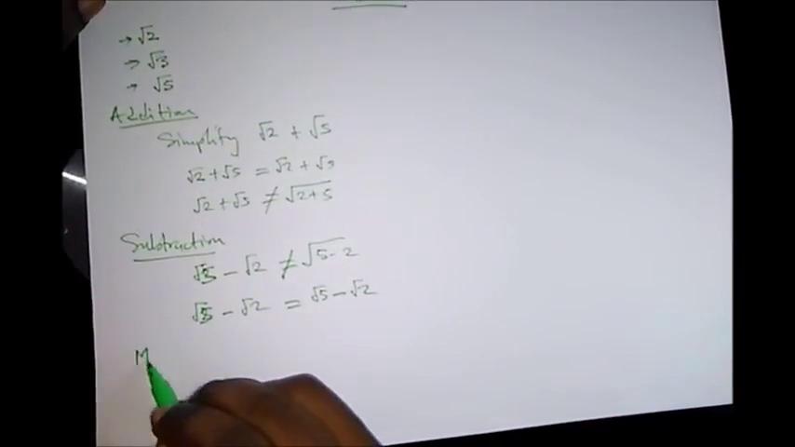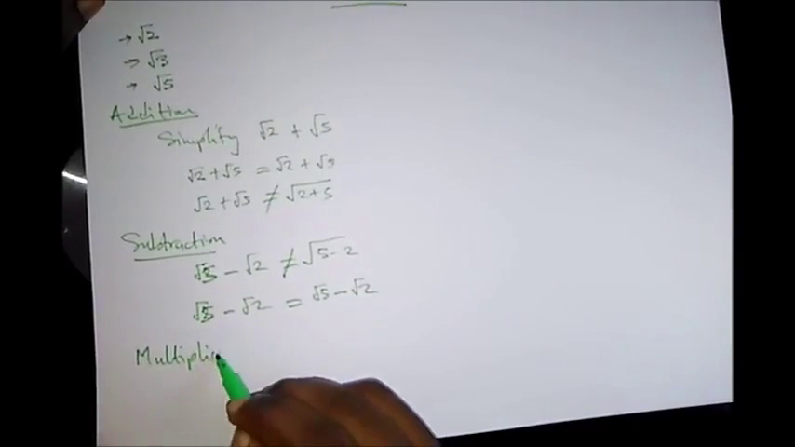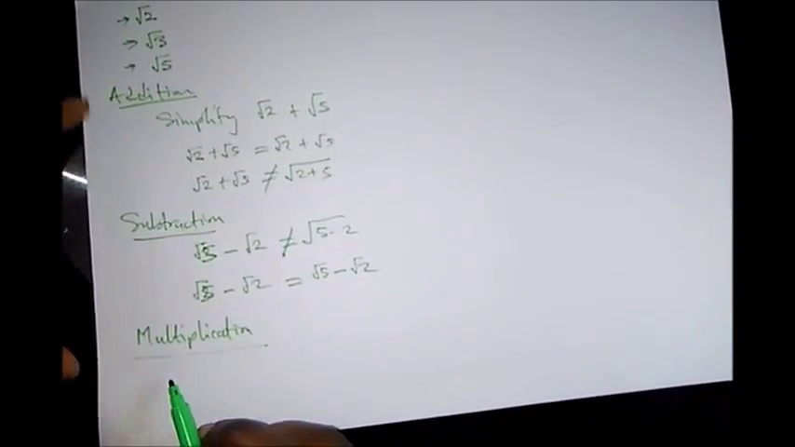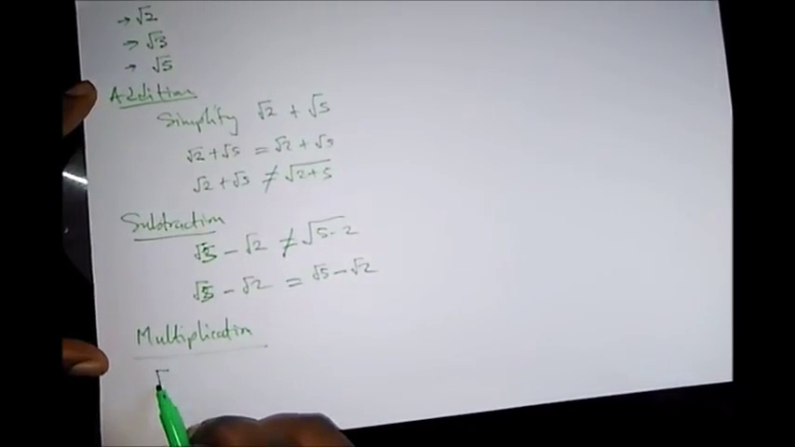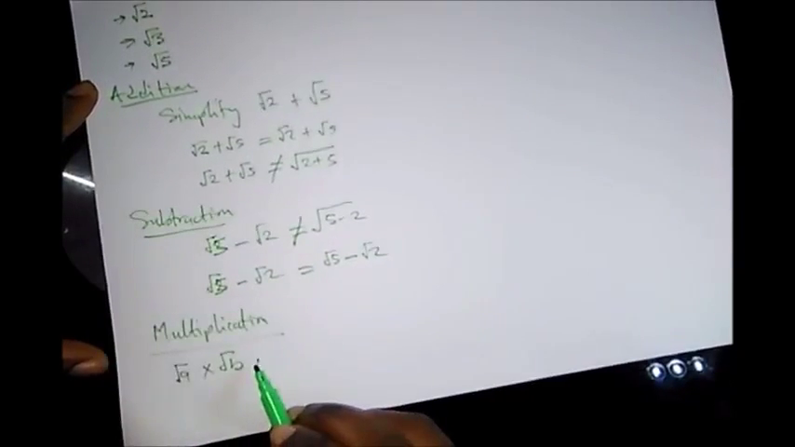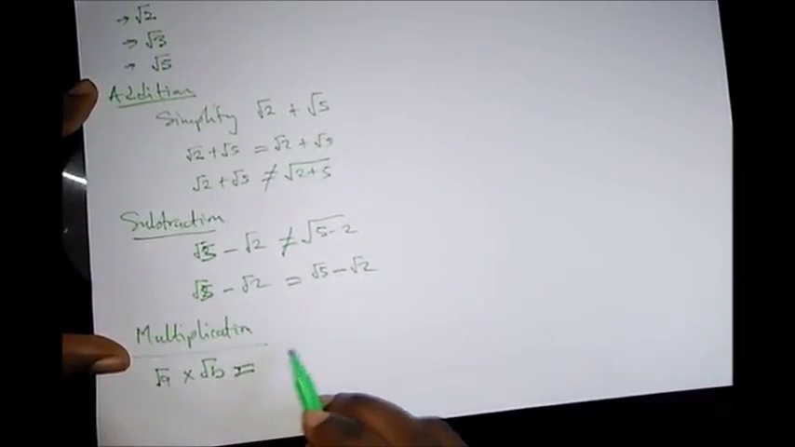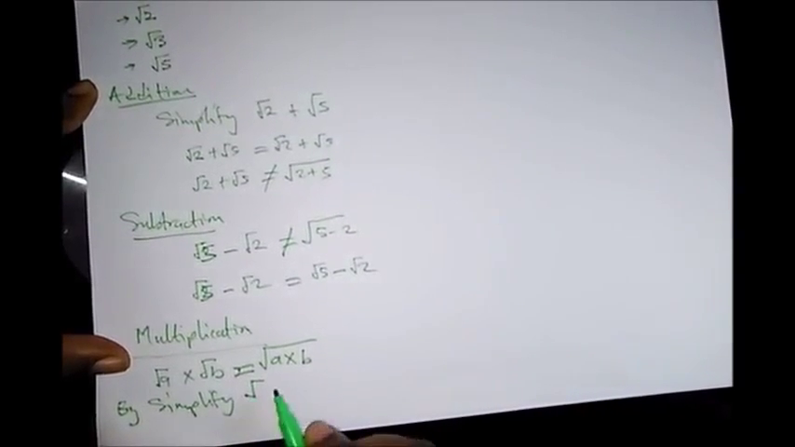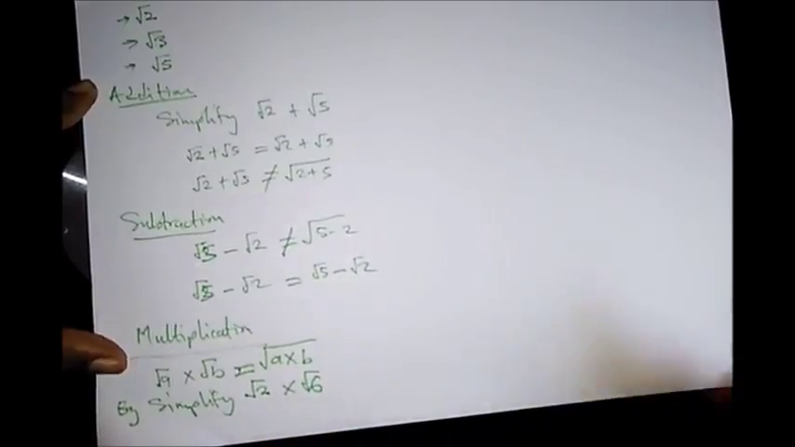Also on multiplication of surds, if you're given this, for example, let's take root a multiplied by root b, in the multiplication of surds operation, it would result to this, root of a times b, where we have, for example, simplify root 2 multiplied by root 6.